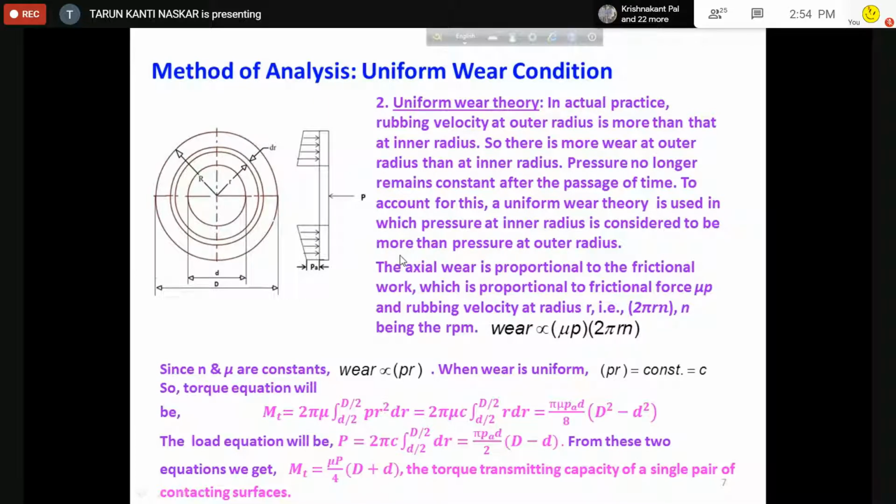So the wear toggles between the outer region and the inner region. So this is the situation for a practical case. This is the uniform wear condition. So is there any question up to this?